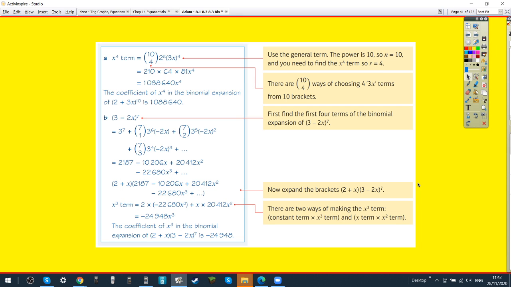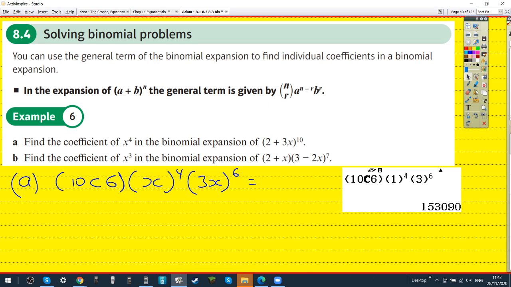Now, it was 10 choose 4, 2 to the 6. Ah, we got it wrong. What did I do? I put an x there. It's 2 and 3x. I'm a silly man. Sorry, it's 10 choose 4. Why did I do that? Sorry, that one's 2. Okay, so that was to the 4, 10 choose 4, and 2 to the 6.